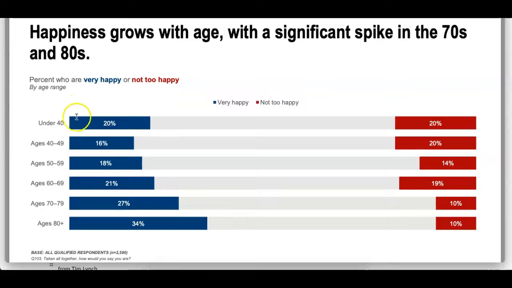You might want to talk about under 40 and then all the way to 80 plus, and the same thing over here for not too happy. 20% of the people under 40 describe themselves as not too happy. Only 10% of the people that are 80 plus describe themselves as not too happy. So you can easily write 1 paragraph. That's all I'm looking for: 1 or 2 paragraphs about what the story is. You don't have to spend a lot of time and energy on that.